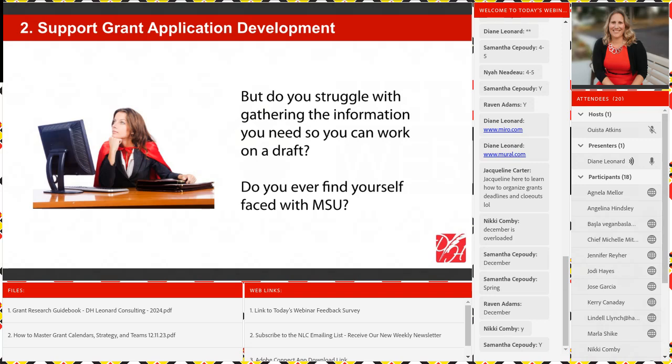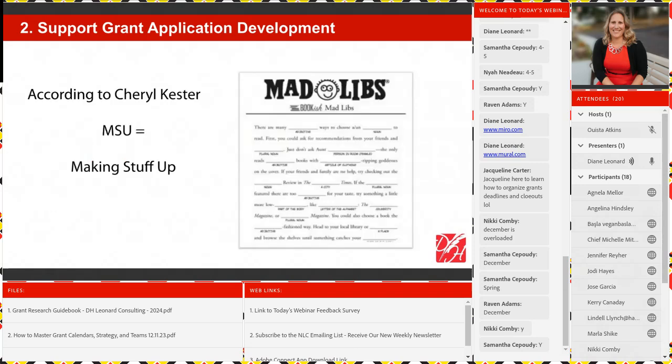Now, MSU, I know we've got some Midwest folks here on the line. I'm not talking about Michigan State University. Nope. Rather, I'm talking about making stuff up. And by making stuff up, I don't mean Mad Lib style. Although that would certainly make for an interesting to read grant application.